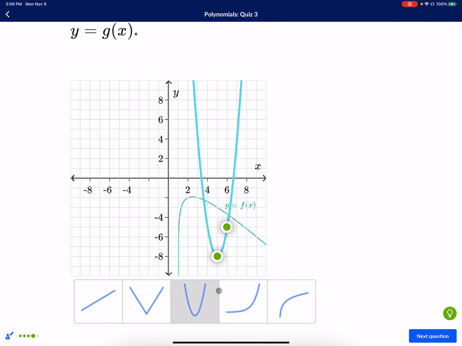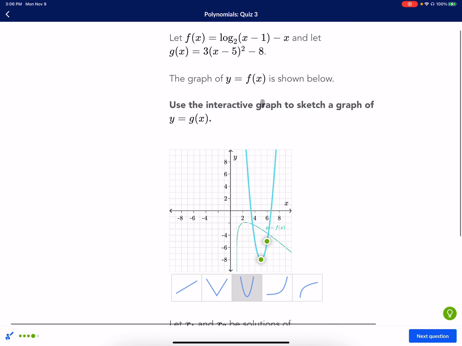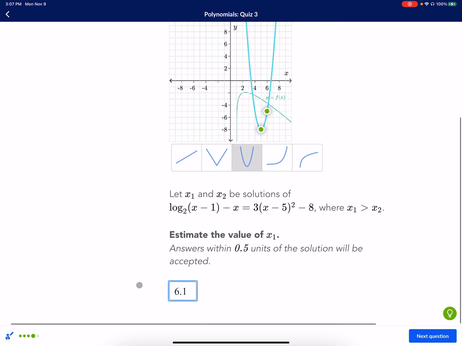That's a helpful way to do this, but then you're just going to look at the graph and estimate the x values, okay? And since they give you the other formula here, the log base 2, if you were so inclined, you could graph that on the other app, on the grapher or on your calculator, and do the whole thing on the calculator.